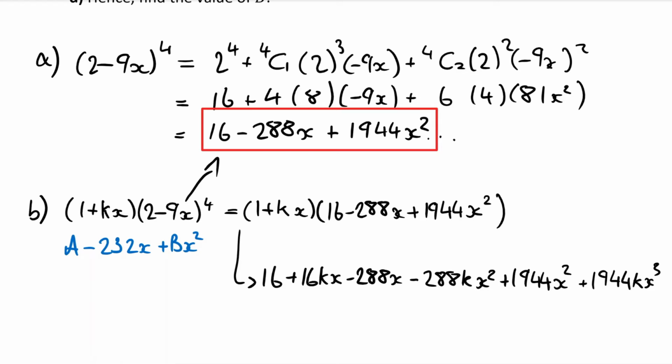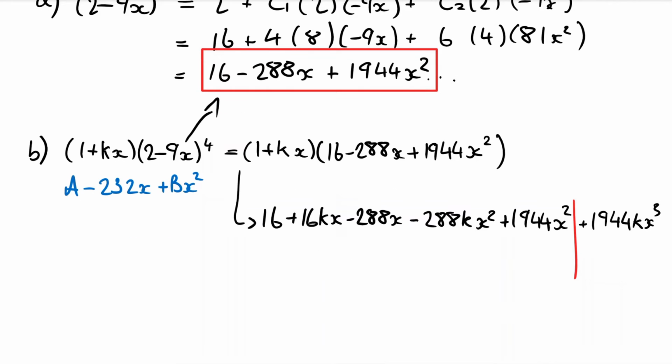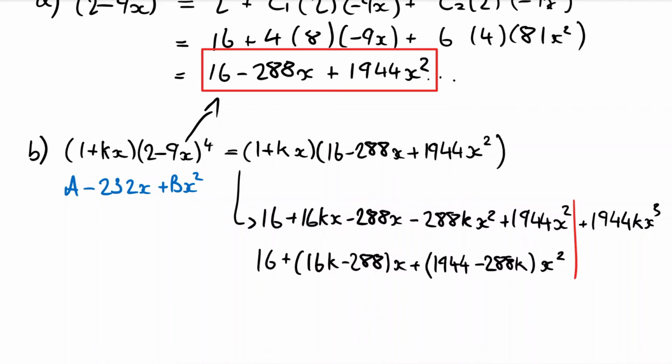1944kx cubed. Because of the question, we're only working up to the term x squared, so we only have to worry up to that point. We can forget about the rest. So now our expression simplifies even further to 16 plus 16k minus 288, all multiplied by x, plus 1944 take away 288k, all multiplied by x squared.